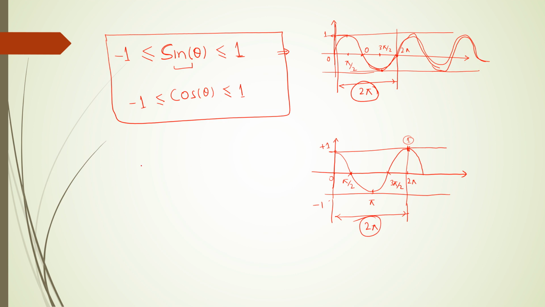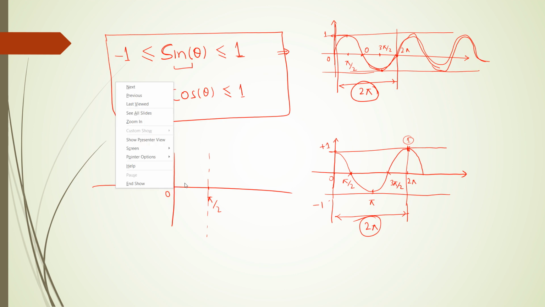But if you talk about tan of theta, we know that tan 0 is 0, and suppose pi by 2. What is the value of tan pi by 2? Tan pi by 2 tends to infinity. So we can say that it is unbounded, meaning its value is not known. The graph would be like this.